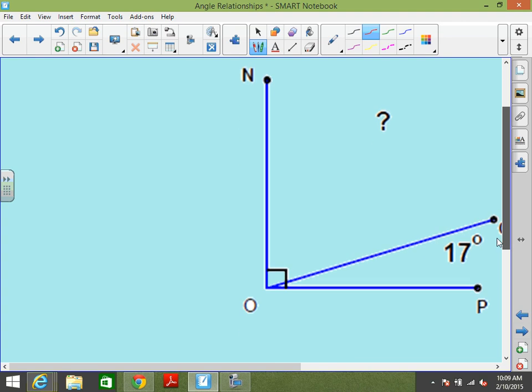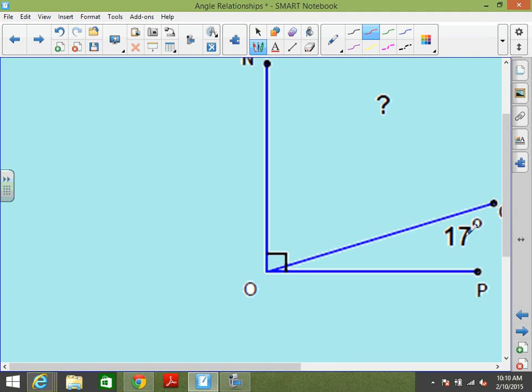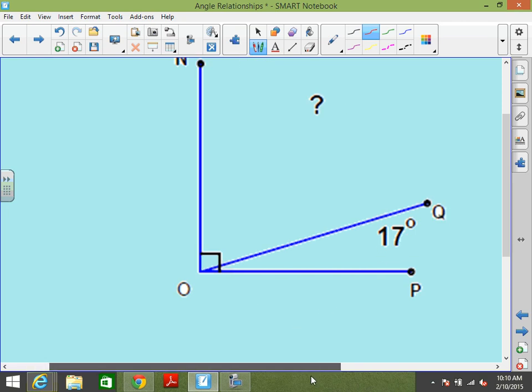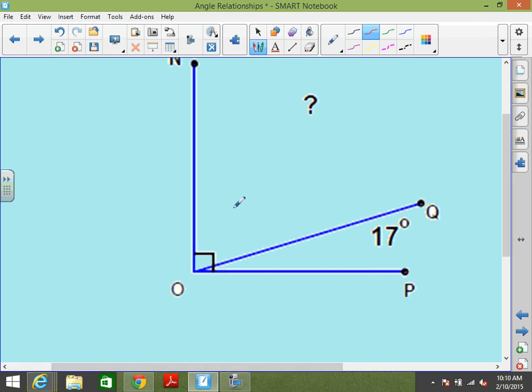Okay, on this one's 17. You'll need some scratch paper or be able to do some math in your head or a calculator, either or. You're welcome to use your devices for a calculator. We have 17 degrees here. I need to know this missing angle measure here. What will it be? 73. 73 degrees. Why? Because they have to add up to 90 degrees.